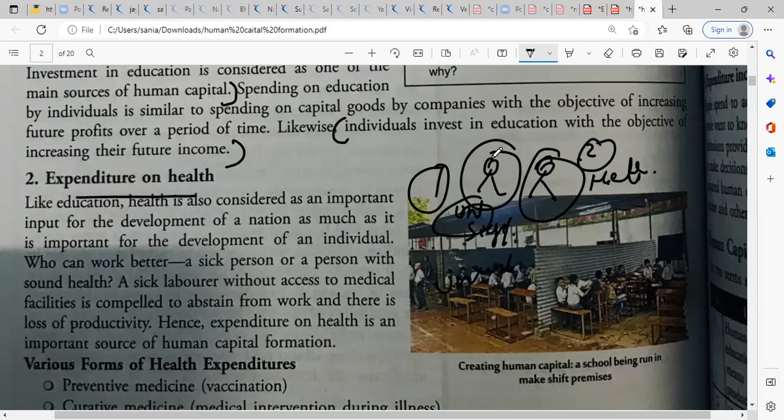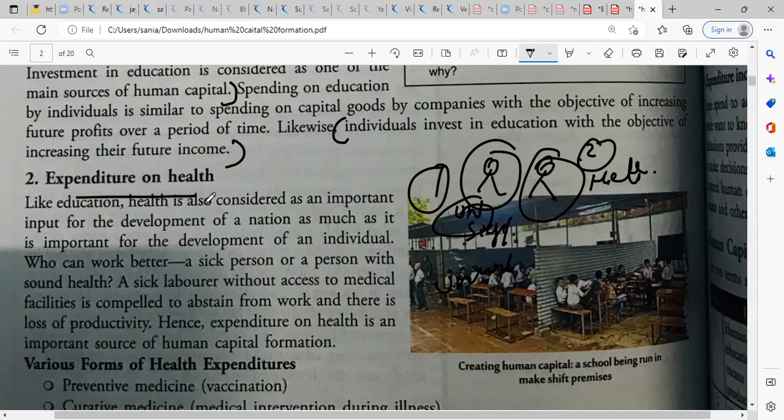He won't be able to make money. But number 2 can earn money. Though they are skilled, still health is also important. Apart from education, health is important. You are skilled, it's okay, but that doesn't mean that if you are skilled then you won't get sick. You can. So like education, health is also considered an important input for the development of a nation as much as it is important for the development of an individual.